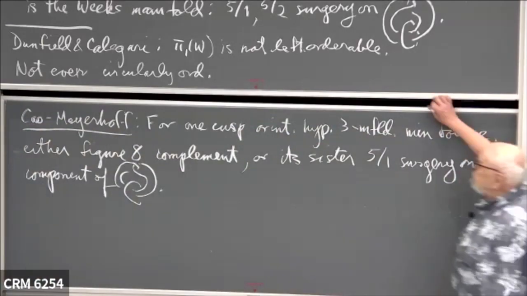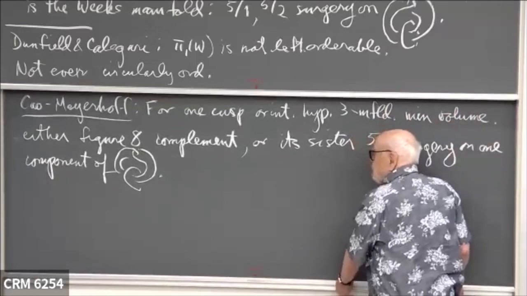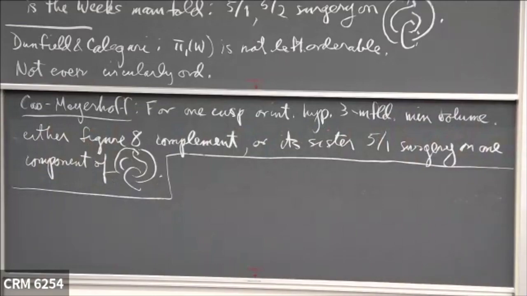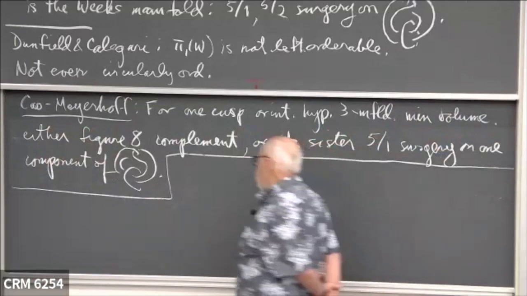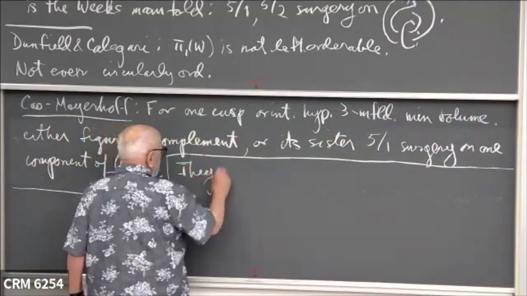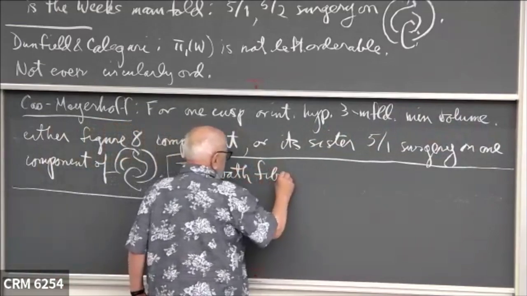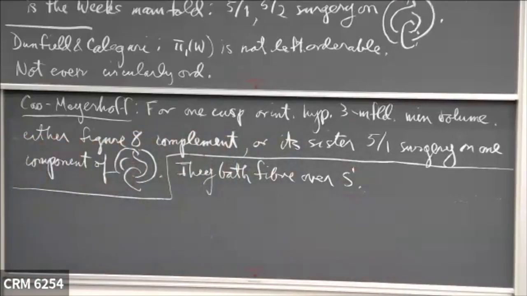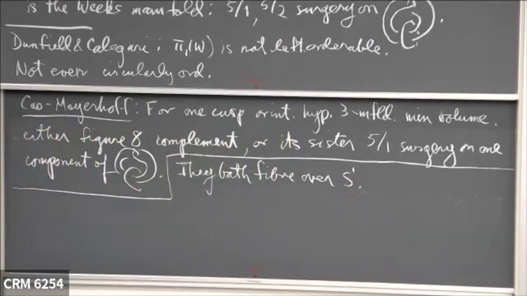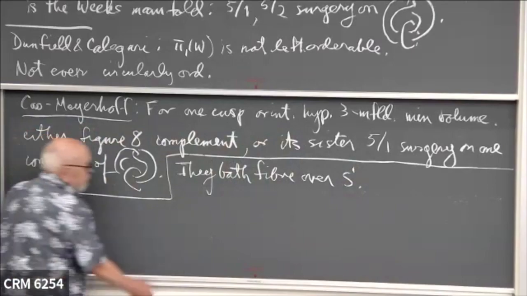It happens that both of these manifolds fiber over the circle, and there's a result regarding orderability. For example, for the figure eight complement, this group is bi-orderable, and that was shown by Bernard Perron and myself some years ago. And let me give the general setting for this.